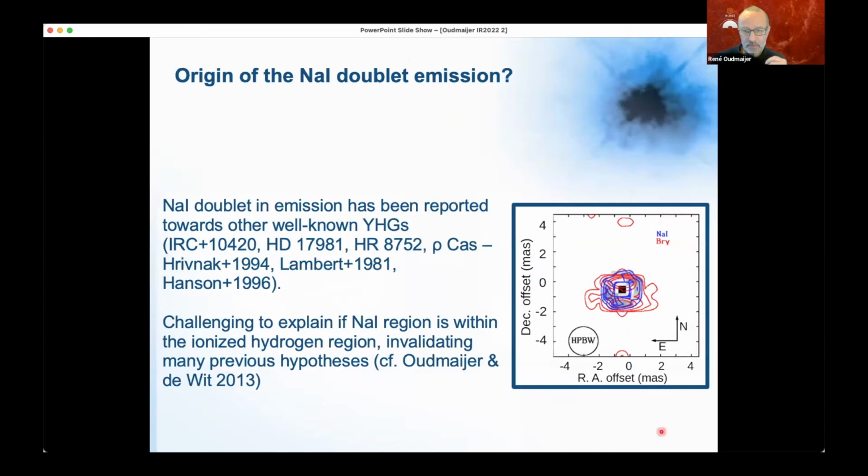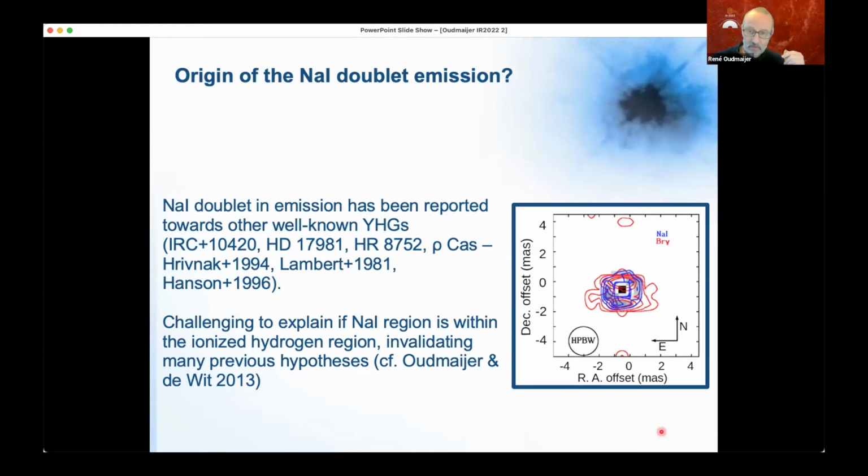But the puzzle that I want to mention here is that we have seen sodium emission before in these yellow hypergiants, but the various assumptions that people made to actually explain it are not compatible with the spatially resolved emission here, because you really will struggle to explain neutral sodium within a region where hydrogen is ionized and where you get the bracket gamma emission and the H-alpha from recombination.